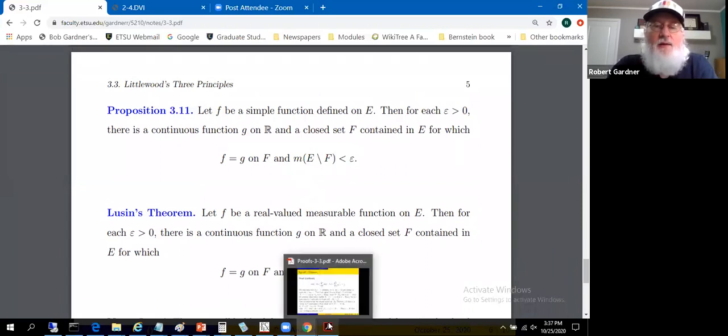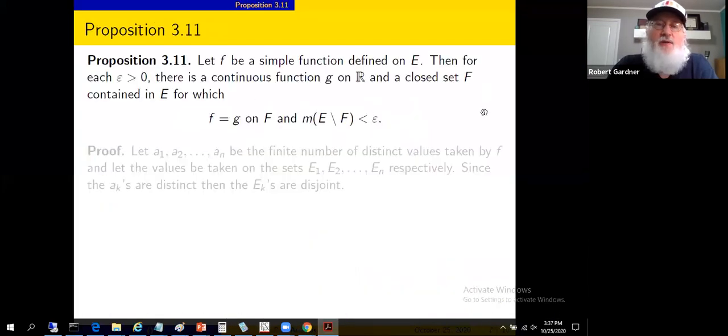So let's look at the lemma to Lusin's theorem and the proof of Lusin's theorem. Let F be a simple function defined on set E. Then the claim is, for each epsilon greater than 0, there's a continuous function G defined on the reals, and a closed set, capital F, contained in E, for which F equals G on capital F, and the measure of E set minus F is less than epsilon. You might read this as, in the nearly lingo, every simple function is nearly a continuous function. Specifically, it means what it says, but with the nearly lingo, that would be the interpretation.